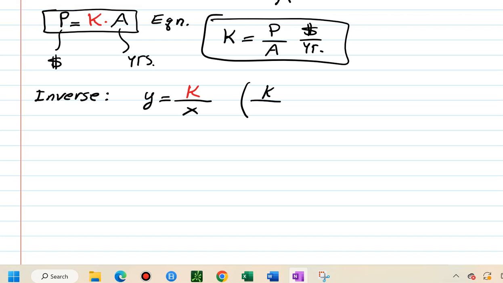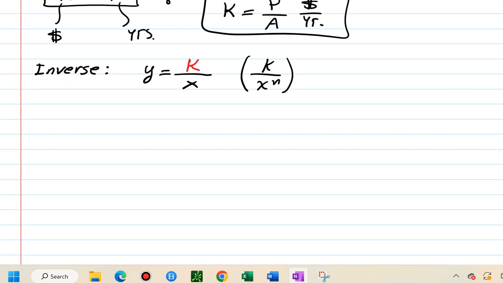And of course, Y could vary with some power of X, right? So for example, it could be the cube, could be squared, whatever the power of X might be. All right, and that is what inverse is.